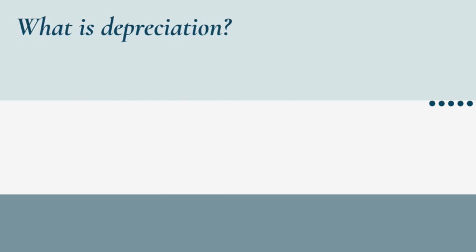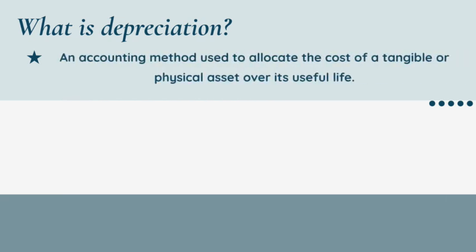Well, a simple definition for depreciation is it is an accounting method used to allocate the cost of a tangible or a physical asset over its useful life.